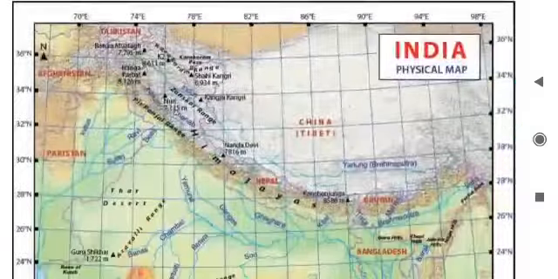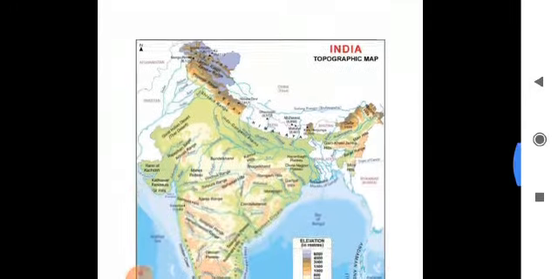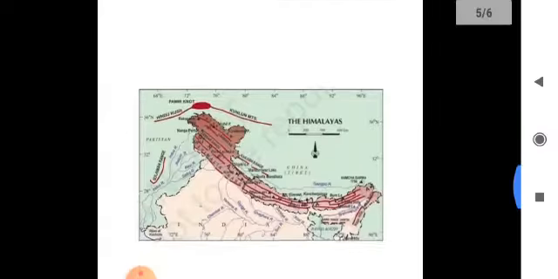Now come to the main point, that is the physical features of India. There are 5 broad categories, that is the Himalayan mountain, the Great Plain, the Peninsular Plateau, the Coastal Plain and the islands. So at first we discuss about the Himalayan mountain.